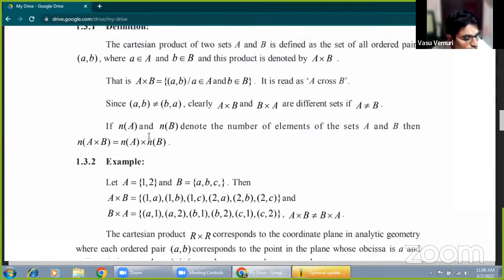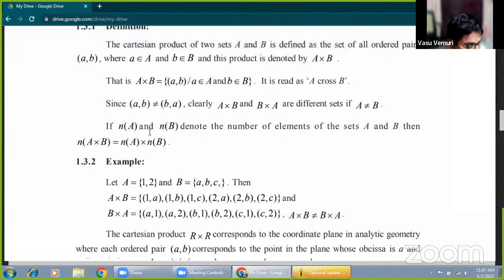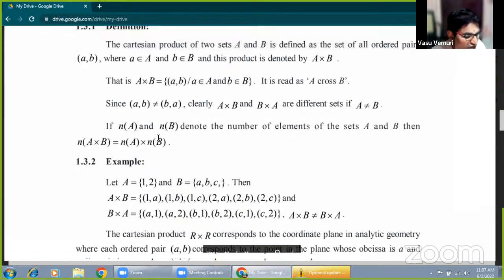The number of elements in A is called N of A. The number of elements of B is called N of B. So finally, N of A cross B equals N of A into N of B. That is the representation. Suppose capital A has 3 elements: 1, 2, 3. Capital B equals 4, 5. Number of A means 3 elements, number of B means 2 elements. So N of A cross B equals N of A into N of B, that is 3 into 2, that is 6 ordered pair elements here.